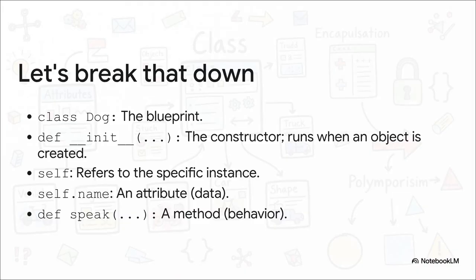Let's just walk through this real quick. class Dog kicks off our blueprint. That def __init__ is our constructor. It runs automatically anytime a new dog is born. Now self is the magic word here. It just refers to the specific individual dog we're making. So when we say self.name = name, we're saying for this particular dog, set its name to whatever we passed in. That's an attribute. And def speak, well, that's a method, an action it can take.